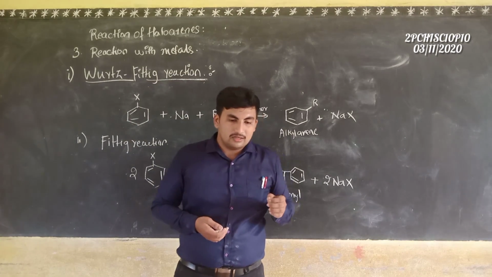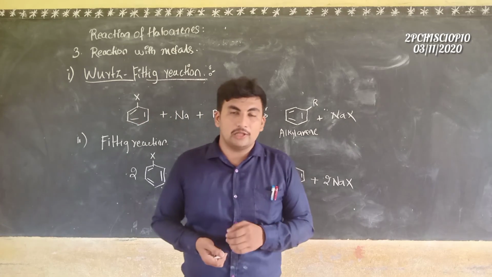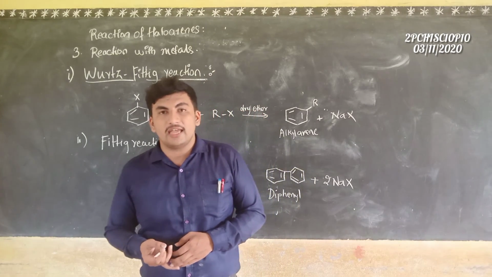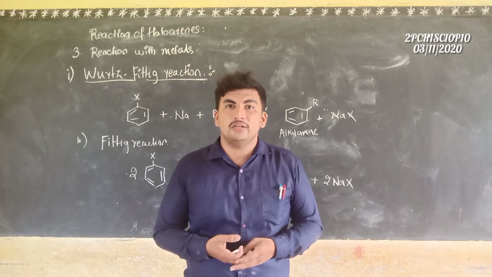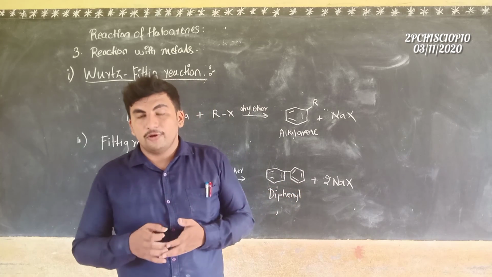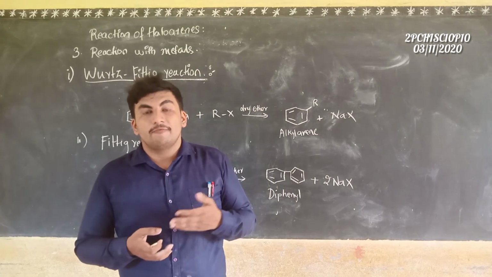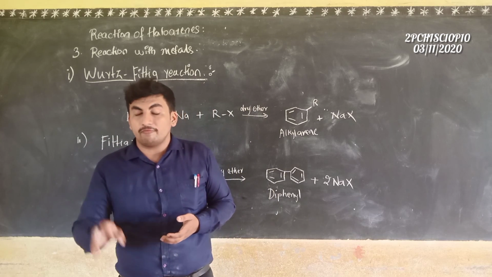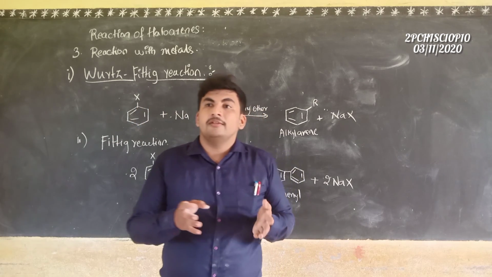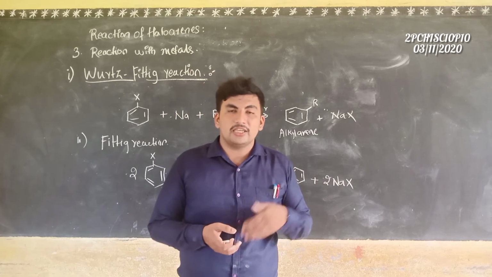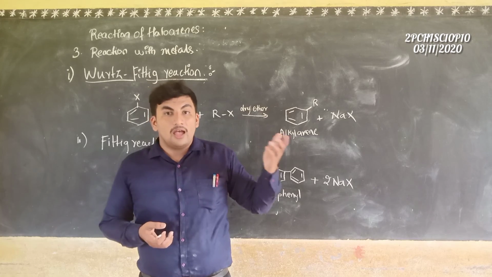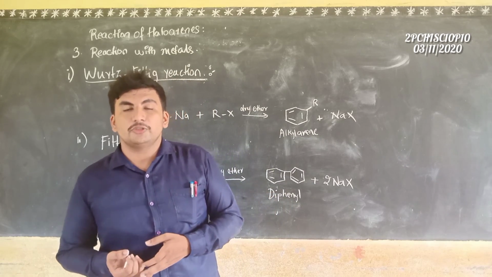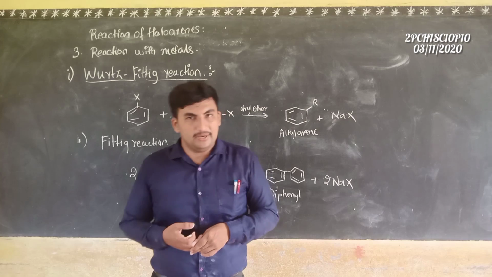And this is the chapter of haloalkanes and haloarenes. Till now we have studied nomenclature of haloalkanes and haloarenes, then nature of C-X bond, then different types of haloalkanes and haloarenes, physical properties and chemical properties, in that substitution reactions, bimolecular and unimolecular, very, very important questions. And then we studied chemical properties, nucleophilic substitution reactions, then reactions of haloarenes, in that elimination, electrophilic substitution reactions, and now reaction with metals.